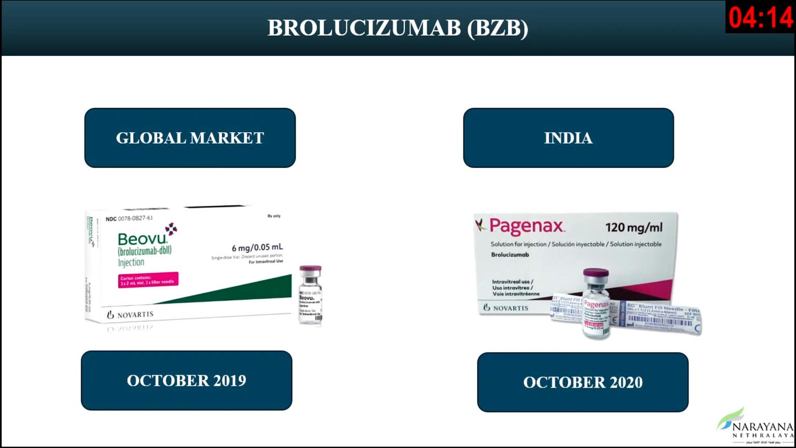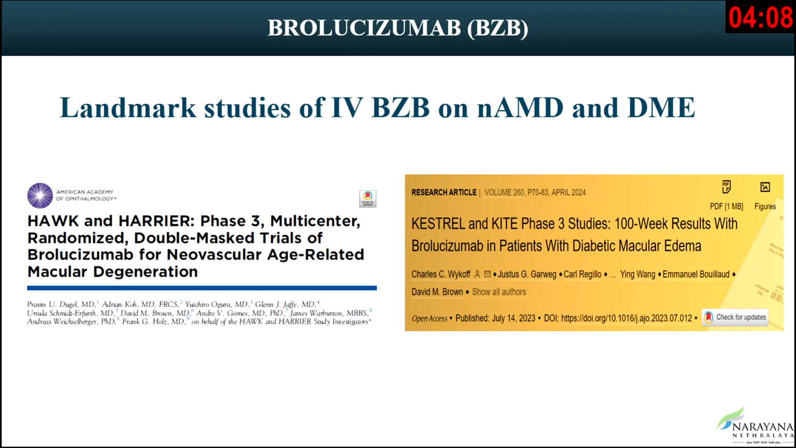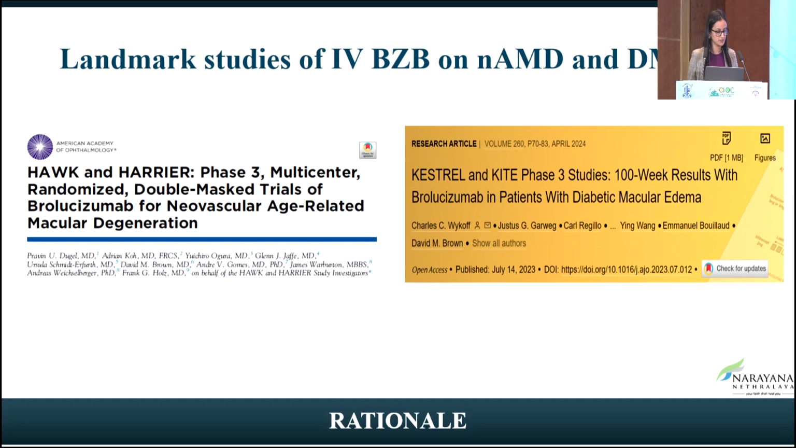It was introduced in the global market as Beovu in October 2019, and in India as Pegenex in October 2020. The landmark trials being HAWK and HARRIER and KESTREL and KITE were done for neovascular ARMD and DME respectively, and it was seen to be non-inferior to 2 mg aflibercept, and the rate of side effects seen was approximately 2 to 4%.